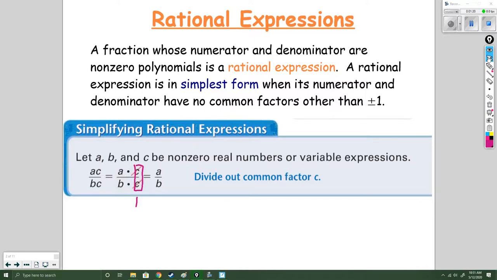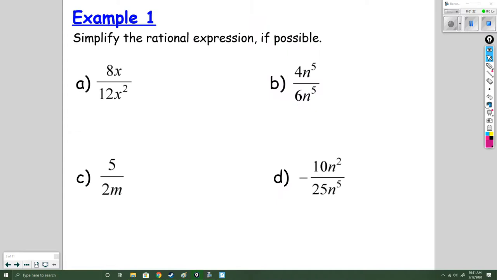All right, so let's talk about some examples. Some of these are already going to be simplified, and some of these we're going to have to simplify by canceling out common factors. One way to cancel out common factors is just to rewrite the numerator and denominator by factoring. So we're just going to separate 8x and 12x squared, and take a look at what common factors these things have in common.